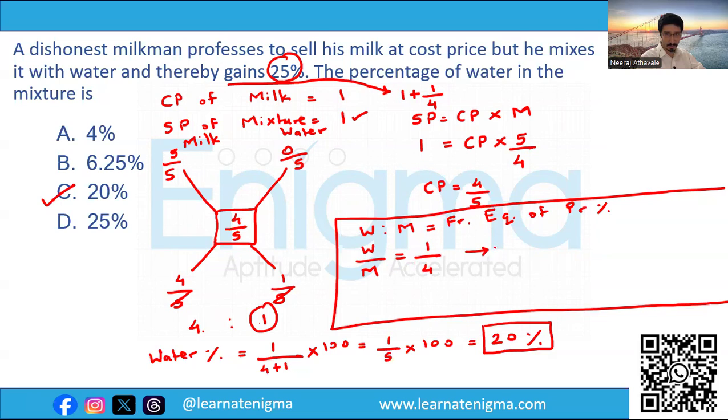So water to milk ratio becomes 1 upon 4. So this gets converted to water percentage as 1 upon 1 plus 4. We add both these. So 1 plus 4 is 5 into 100. So that comes out as 20%. So that's our answer for this particular question, 20%.